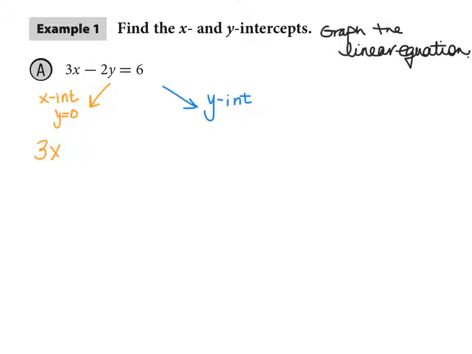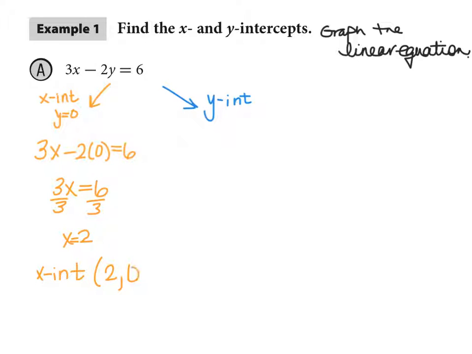So I'm going to say 3x minus 2 times 0 equals 6. And remember, anything times 0 is just 0, which you should notice then that this whole term is just going to disappear. So I'm actually just going to have 3x equals 6. And then that's pretty simple to solve. Divide by 3, so x is 2. And we should always write our intercepts as ordered pairs. So I'm just going to list my x-intercept is 2, because that's what I got for x, and 0, because that's what I had plugged in for y.